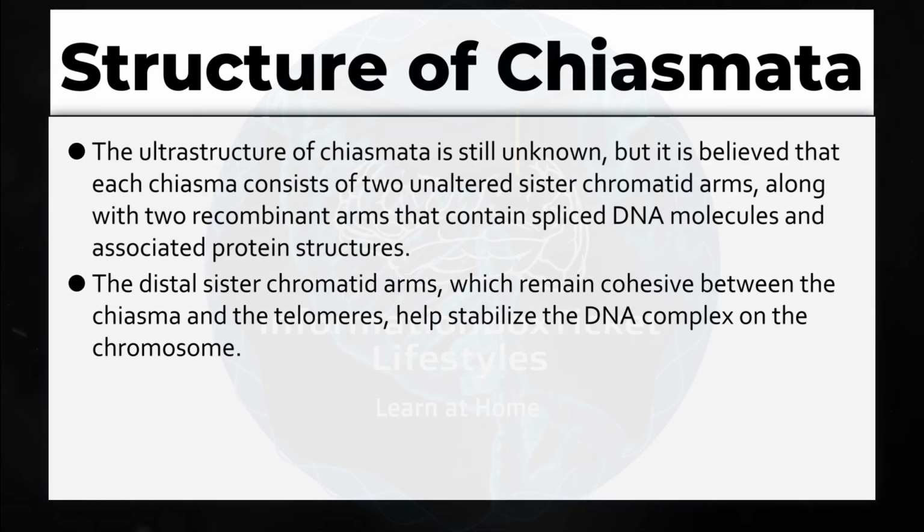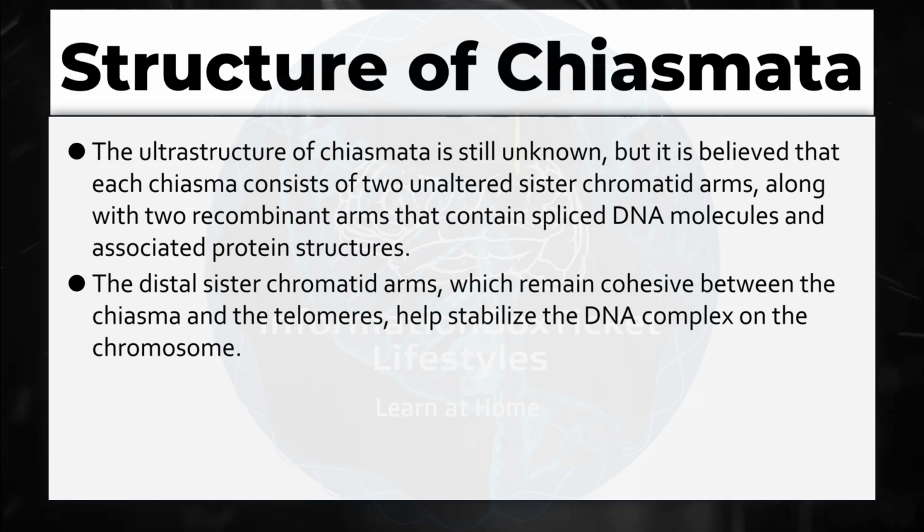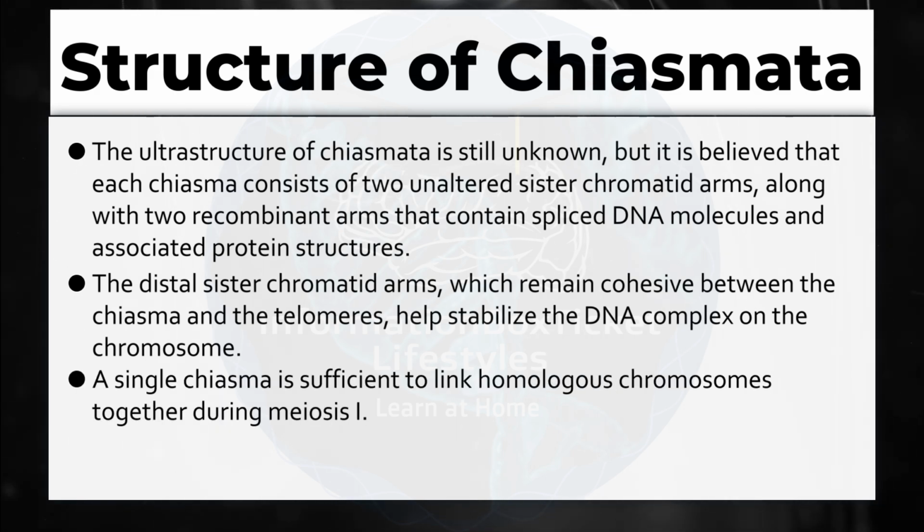The distal sister chromatid arms, which remain cohesive between the chiasma and the telomeres, help stabilize the DNA complex on the chromosome. A single chiasma is sufficient to link homologous chromosomes together during meiosis I.